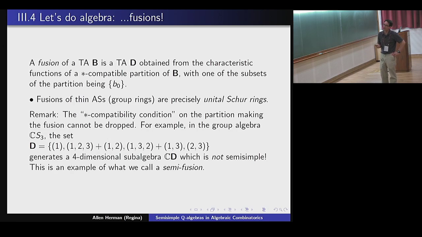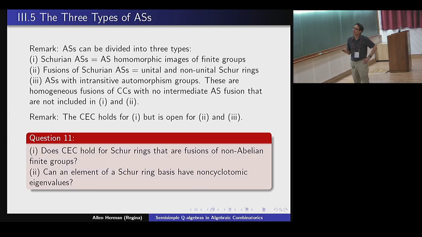But we can't drop this. Even for CS3, there is a 4-dimensional subalgebra, which is a fusion subalgebra. This is a 4-dimensional algebra, which is not semisimple, inside CS3. You have a non-semisimple fusion, but if you fuse this one by putting these together, you get a semisimple semifusion. So the star condition can't be dropped, and we don't really know what it does. Another open direction that comes out of studying this theory.